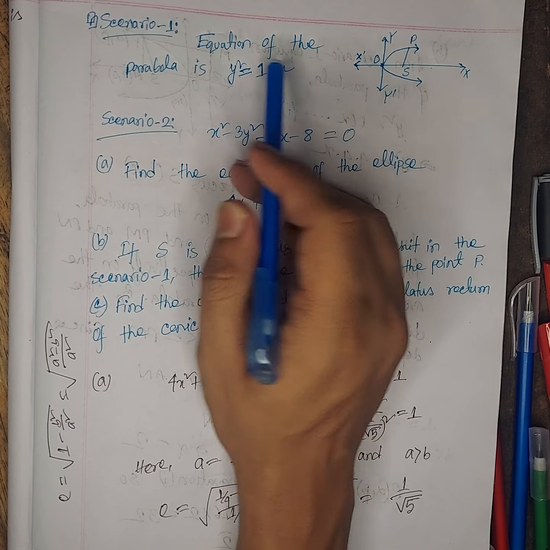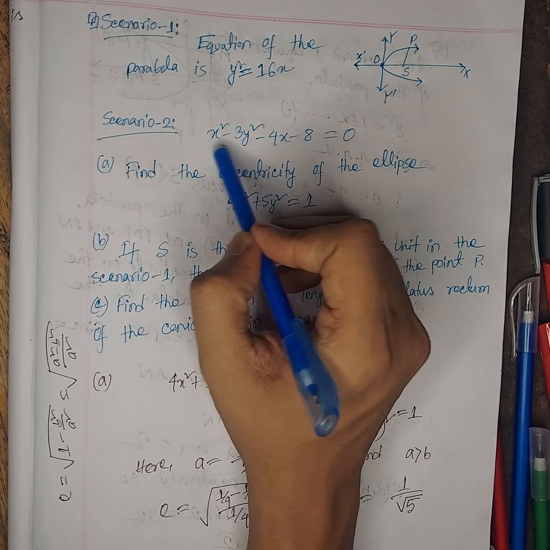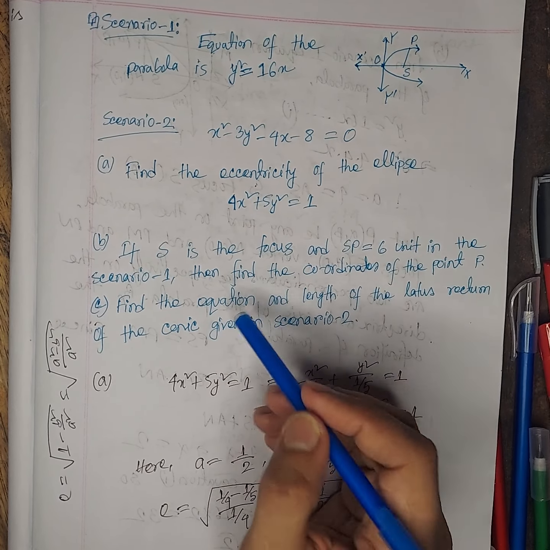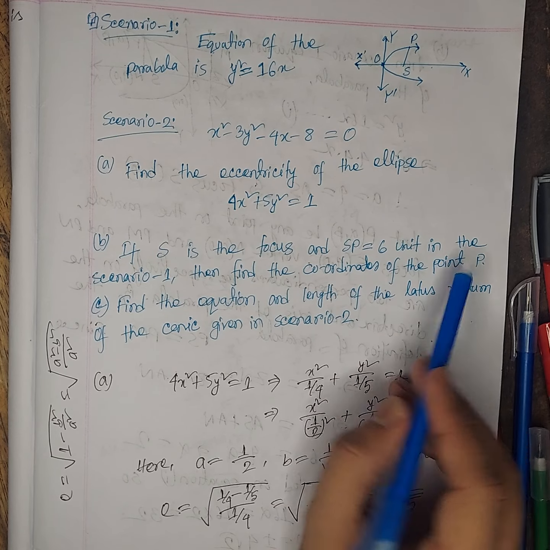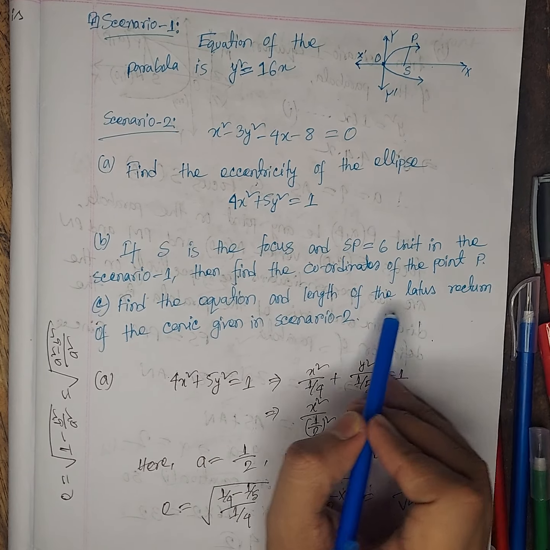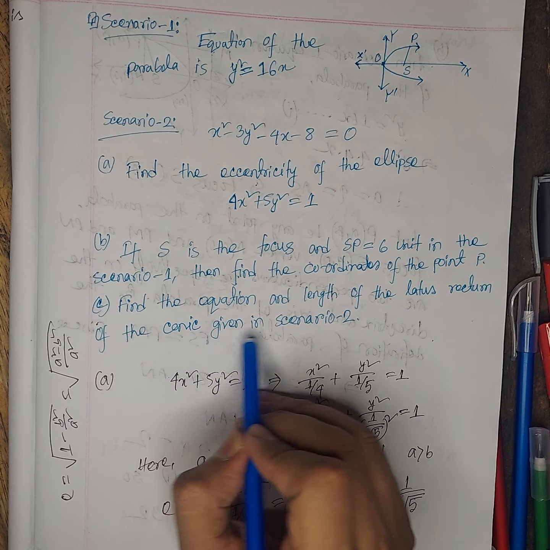Next, in scenario 1 we have the equation of the parabola. In scenario 2, this is the equation. First we have to find the eccentricity of the ellipse. Then S is the focus and SP is equal to 6 units in scenario 1. Then we have to find the coordinates of the point P. Then we have to find the equation and length of the latus rectum of the conic given in scenario 2.